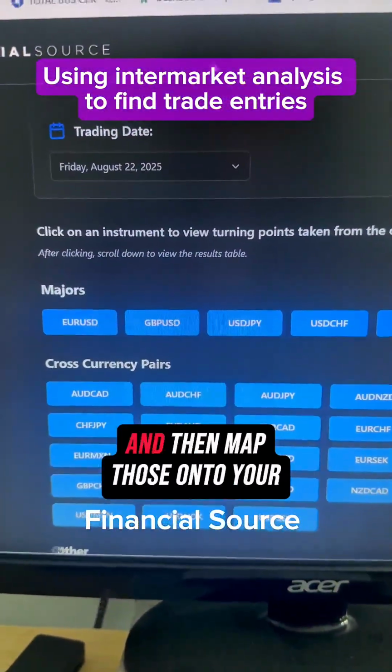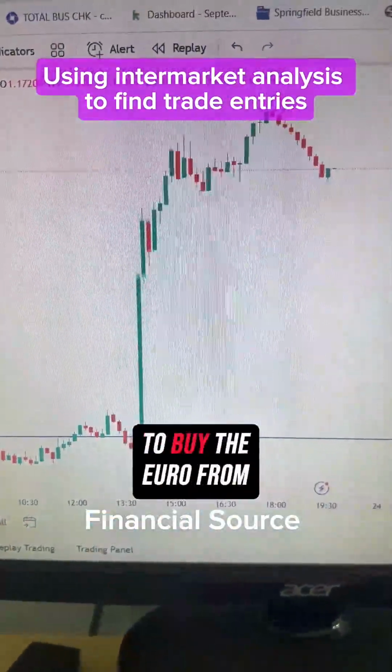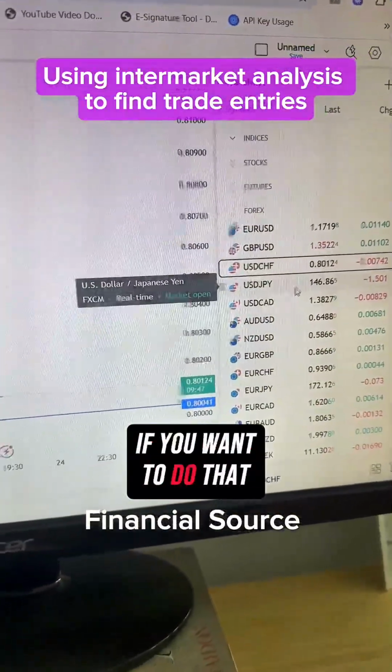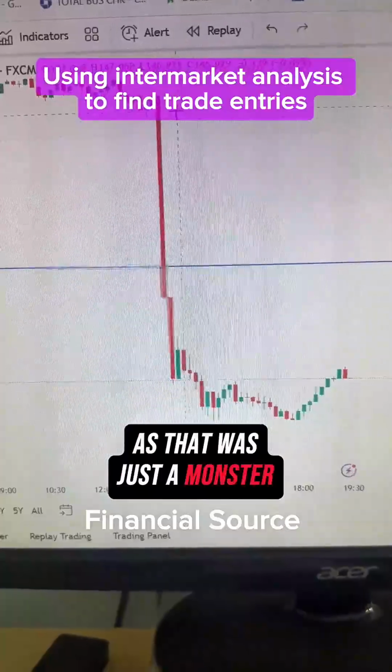Wait for the implied volatility tracker levels to come through, updated around 7:30 a.m. London time, and then map those onto your chart and say, okay, this is going to be the level to buy the euro from, to buy the pound from, maybe to short the Swiss franc if you want to do that, or short the dollar yen, as that was just a monster fall that we saw today.